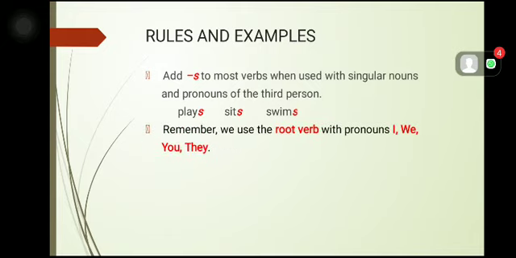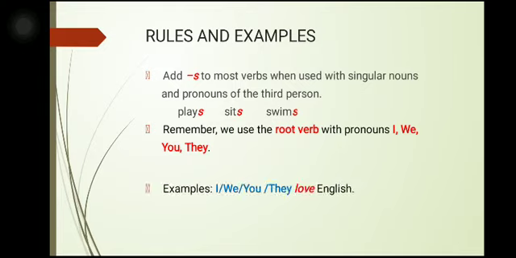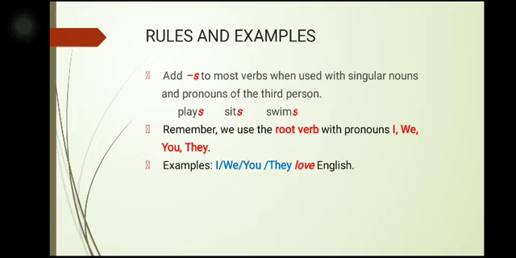Next, remember we use the root verb with pronouns I, we, you and they. As I already told you, we will add S to the action word, that is the verb, only when we have to use it with a singular noun or pronoun of the third person. Otherwise with I, we, you, they, we will use only the root verb. So the example would be, you can say I love English, we love English, you love English, they love English.